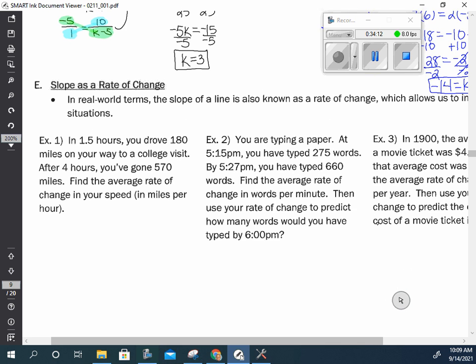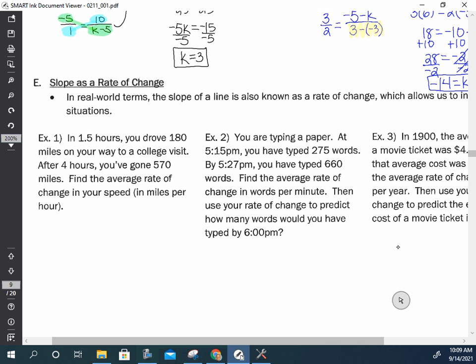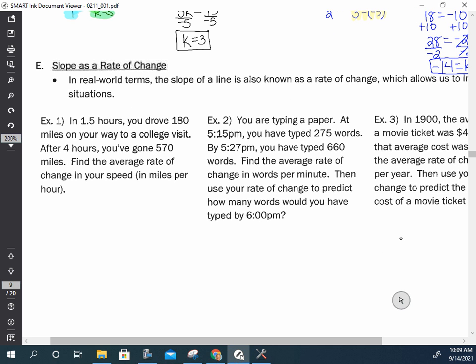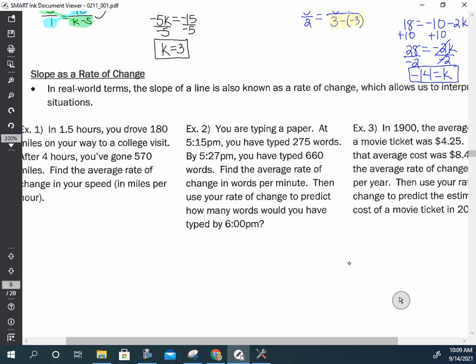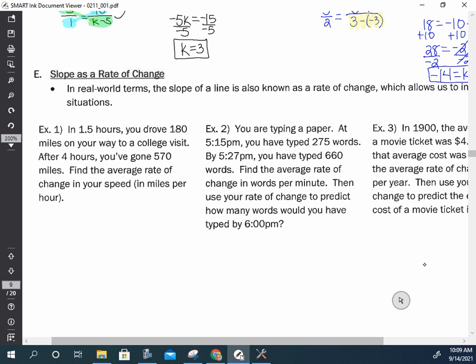All right. So we're just about finished with slope and rate of change. Now we're going to actually work with it as a rate of change. In real world terms, the slope of a line is rate of change. So we are still working with the slope formula, y2 minus y1 over x2 minus x1. Now you're looking at the change of things, how things change.